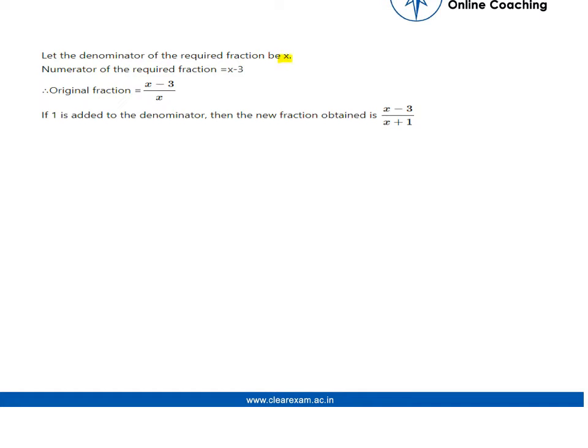So the solution to the first question is, let the denominator of the required fraction be x. We are considering the denominator as x. And then, as the question says, the numerator is 3 less than the denominator. We are considering it as x minus 3. Now the original fraction would be x minus 3 upon x.